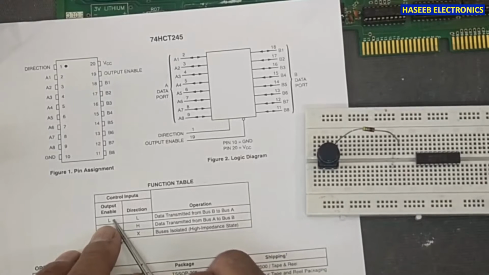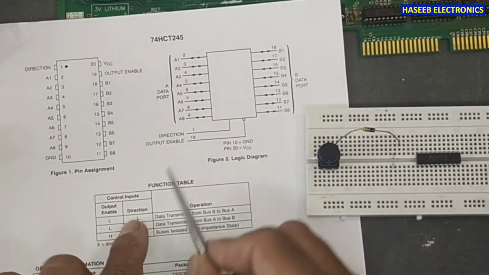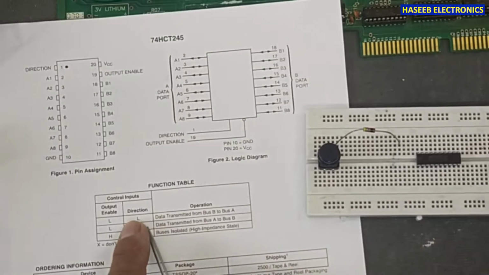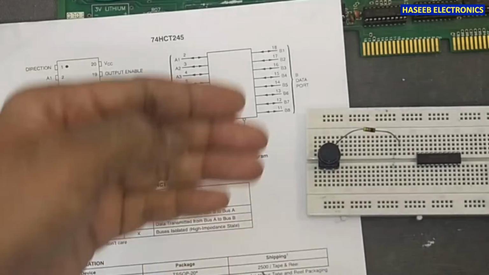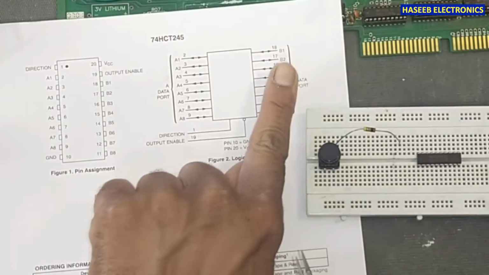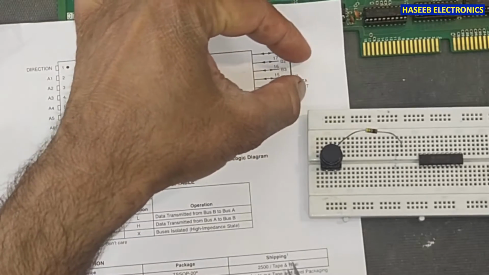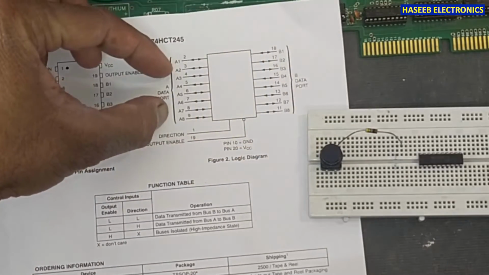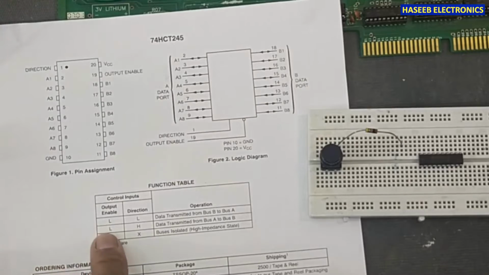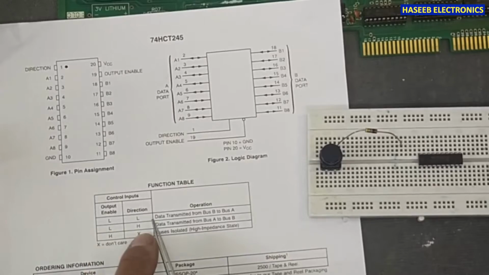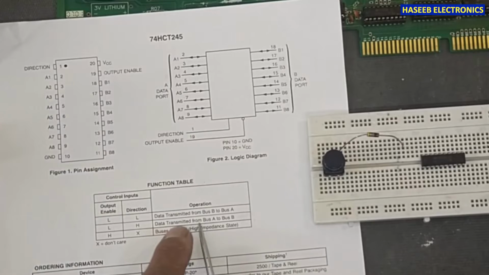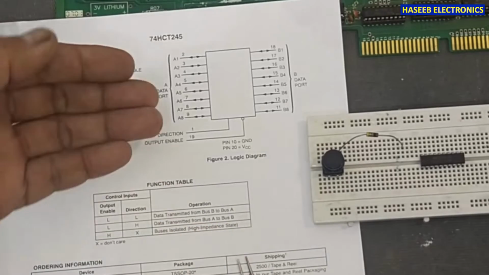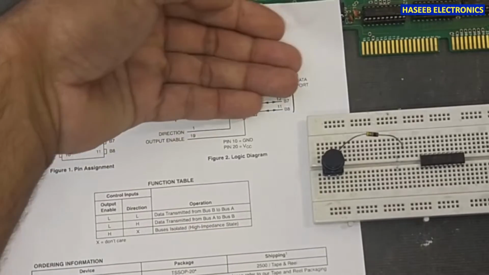If the output enable pin is low and the direction pin, pin number 1, is low, data is transmitted from bus B to bus A. Bus B is this side. The data will be transmitted from bus B to bus A. And when output enable pin number 19 is low and pin number 1, the direction pin, is high, data is transmitted from bus A to bus B. The data will be transmitted from this direction to this direction.